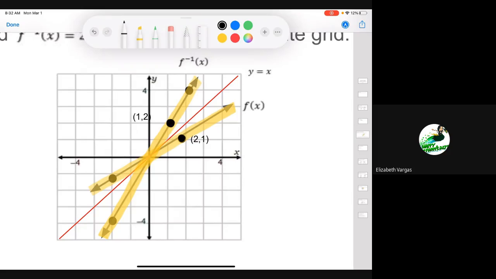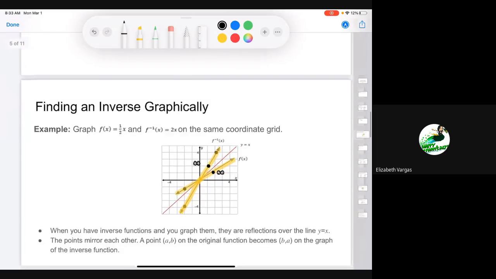We start with our original input or domain and our original output or range. And in the inverse, the range becomes the domain, and the domain becomes the range. So you can see how we switched those coordinates from our f(x) to our inverse function.